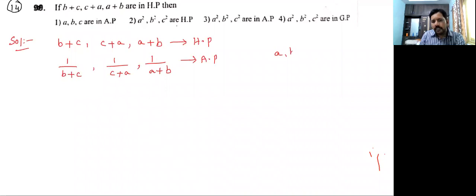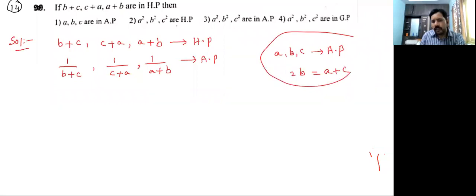If A, B, C are in AP series, what is the condition? 2B is equal to A plus C, right? Now use this formula. 2 into B means 2 into 1 by C plus A. This is the B value, the middle value. That is equal to A means 1 by B plus C, and C means 1 by A plus B.